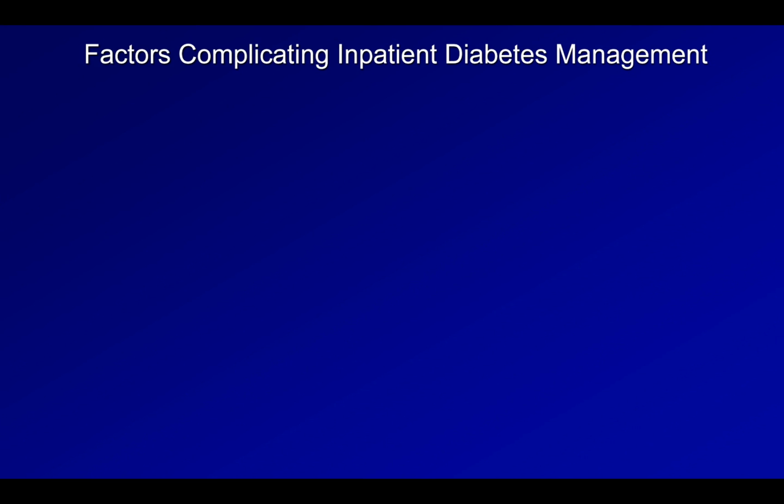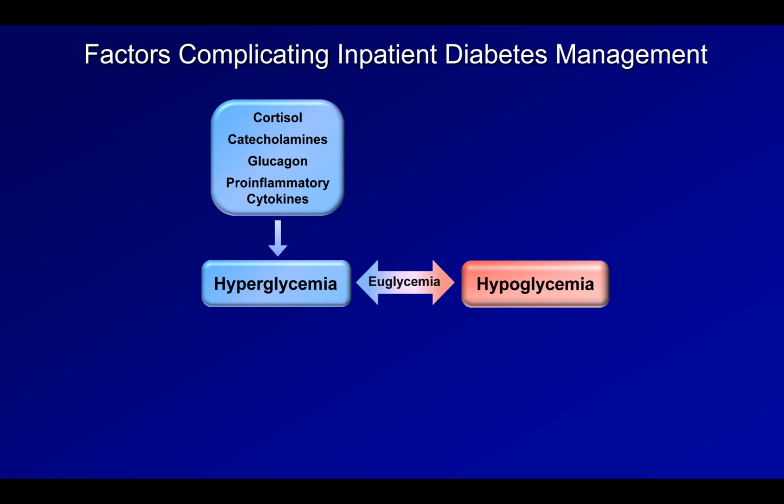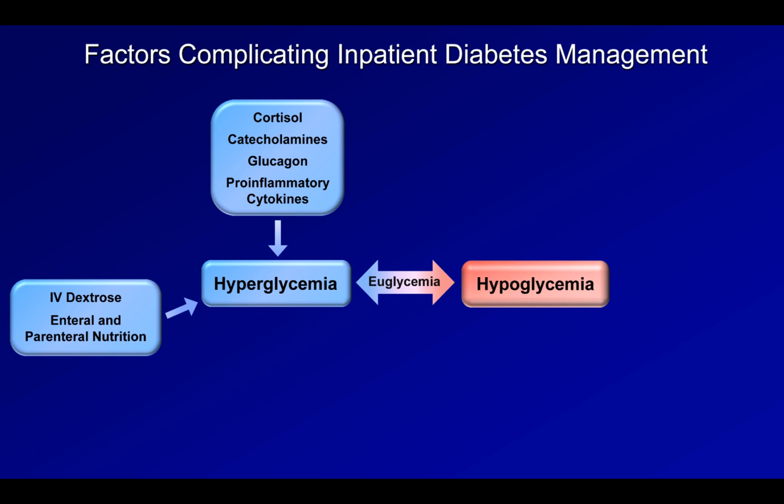The inpatient management of diabetes can be very challenging due to a large number of factors which can disrupt the metabolic processes keeping a patient in euglycemia, balanced between hyper and hypoglycemia. One of the major factors that contributes to hyperglycemia are many hormones and other mediators that are increased during acute illness. These include cortisol, catecholamines like epinephrine, glucagon, and various pro-inflammatory cytokines. Others are the use of IV dextrose, along with carbohydrate-rich enteral and parenteral nutrition.